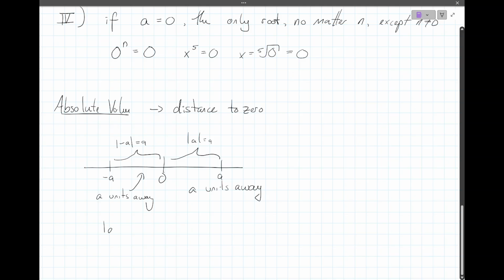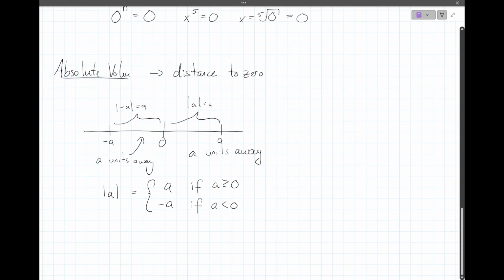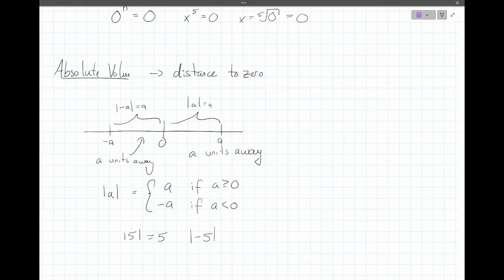How we define absolute value is that the absolute value of some number a is going to be a if a is greater than or equal to 0, and it's going to be -a if a is less than 0. So it takes a negative and makes a positive. If I have 5, that stays 5 since 5 is already bigger than 0. And if I have -5 in my absolute value, that makes it 5. So an absolute value works by multiplying by a negative if you're already negative.